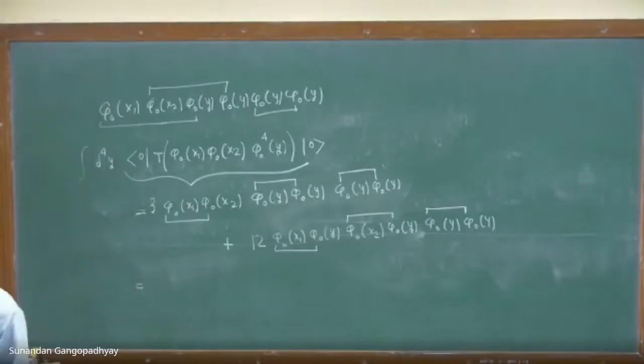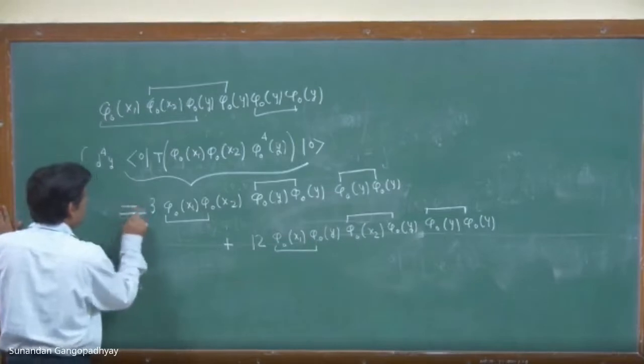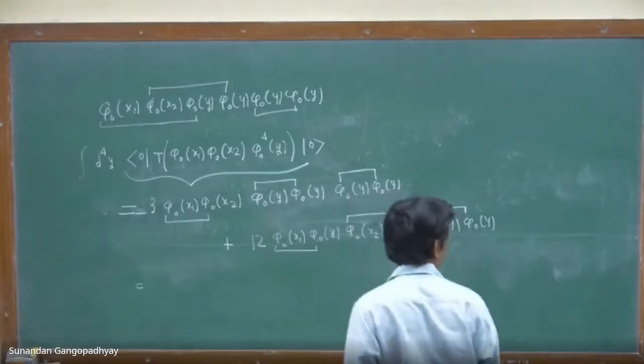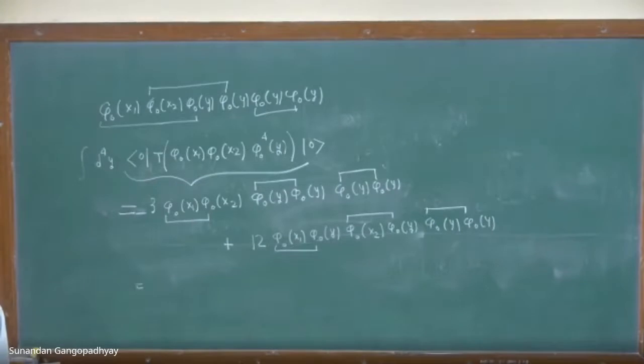Now you know that, just a minute. I'll take your question in a moment. Just a minute. Just one second. Yes, tell me, please. Sir, why is the minus sign coming? Which minus sign? Minus 3, phi naught x1. No, no, this is not minus 3, this is 3. Okay, okay. There is no minus. Okay, sir. Okay. Okay, good.